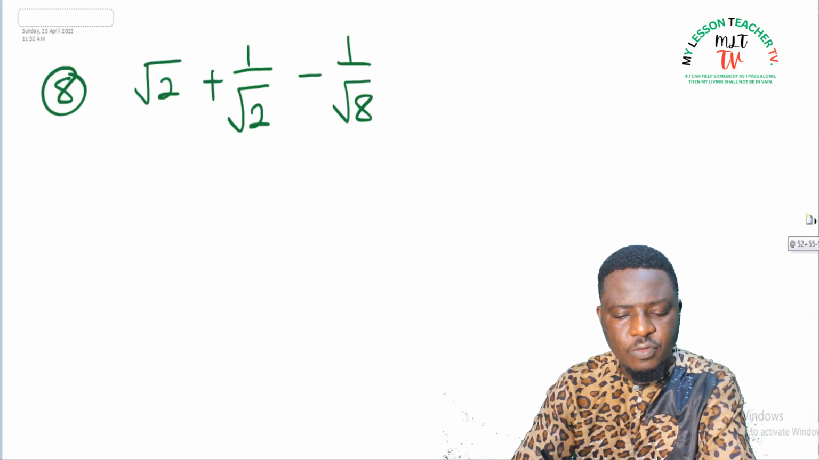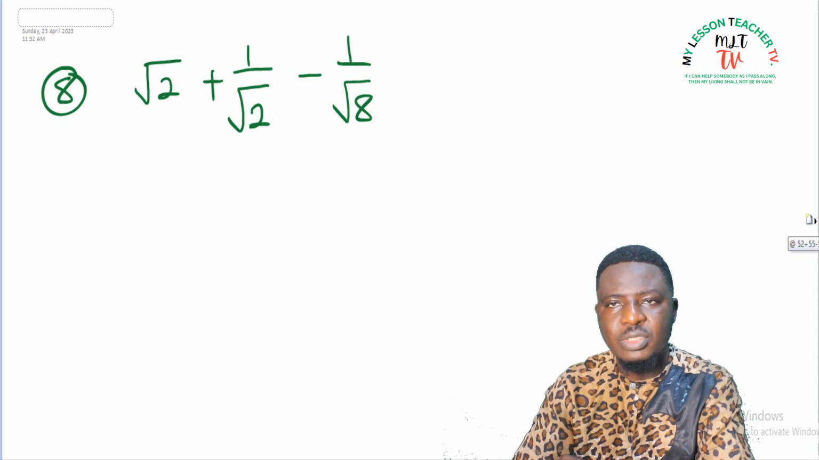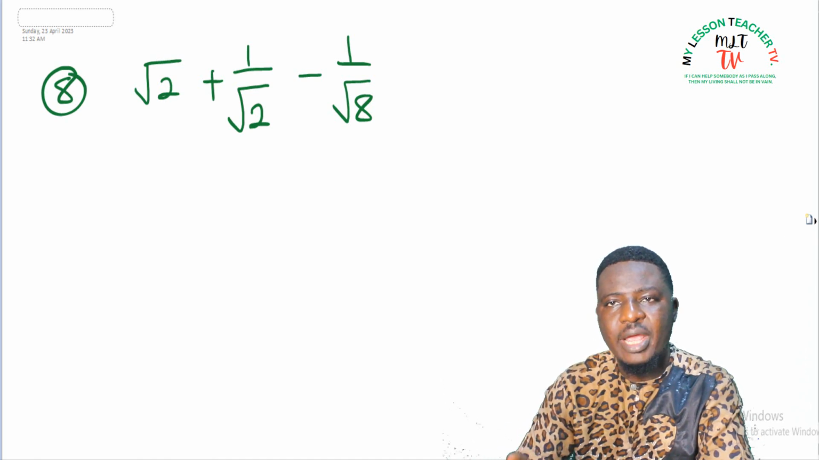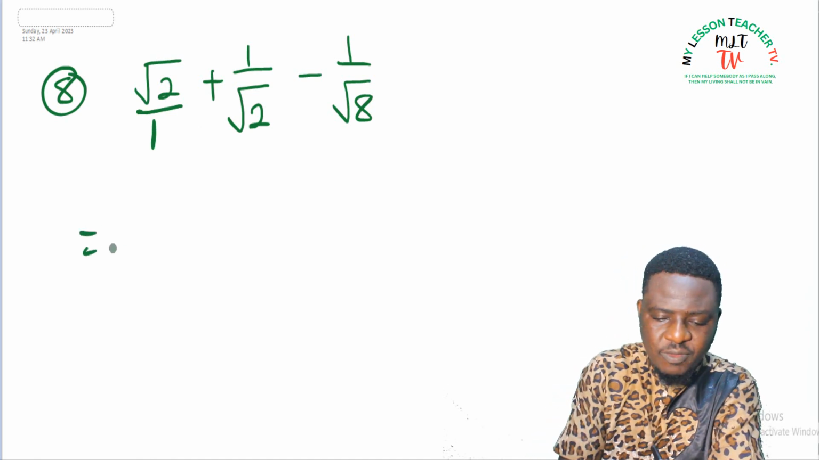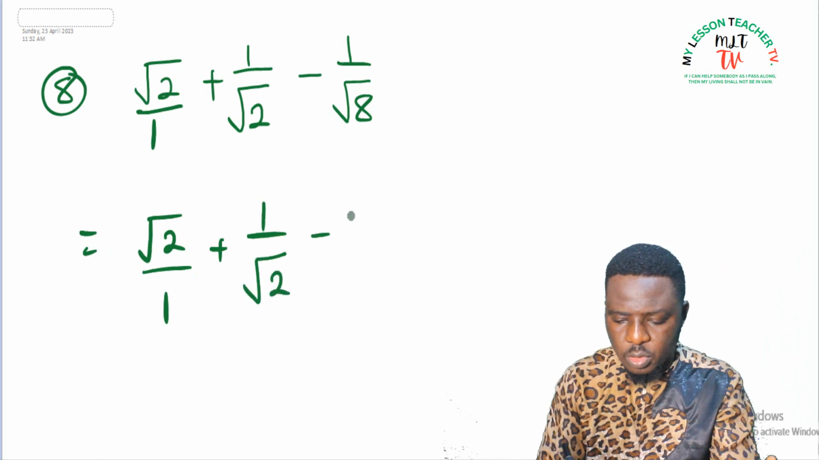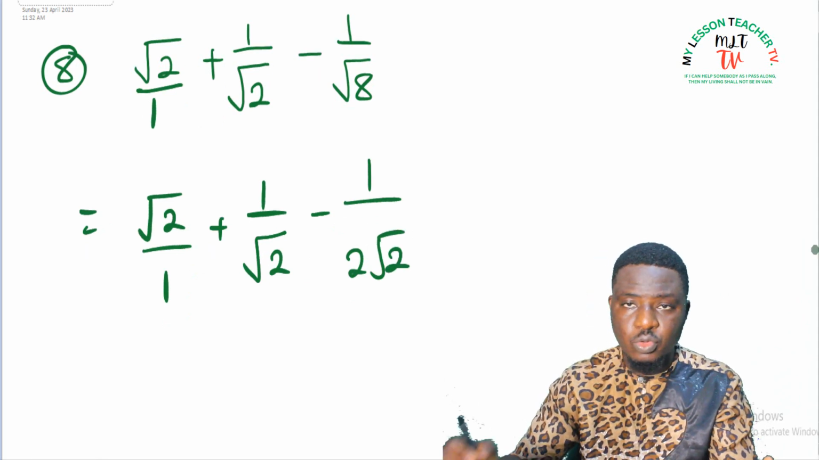Question A. We have root 2 plus 1 over root 2 minus 1 over root 8. In this exercise, I'm going to simplify by looking for the LCM. Thereafter, if it gives me a fraction where the denominator is an irrational number, then I go ahead to rationalize. So simplifying first will just be the best for you. So this is divided by 1. I'm going to simplify this to be root 2 over 1 plus 1 over root 2 minus 1 over 2 root 2. For root 8, it's said to be 2 root 2.